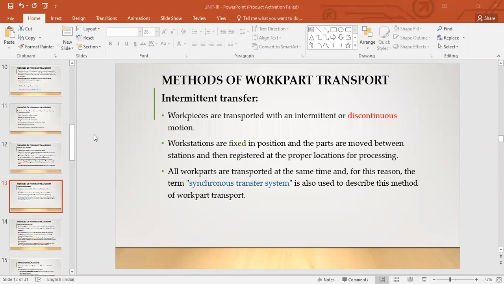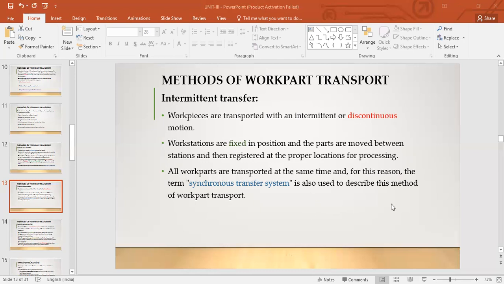And all work parts are transported at the same time, and for this reason the term synchronous transfer system is also used to describe this method of work part transport. Because they are transported at the same time, the work part transport system is so integrated that it will move, let's say, after 4 seconds. Between there are workstations, and this transport is responsible for moving these work parts to the workstations. So all work parts are transported at the same time.